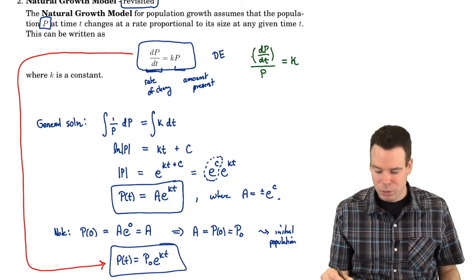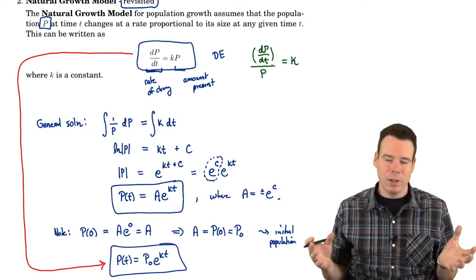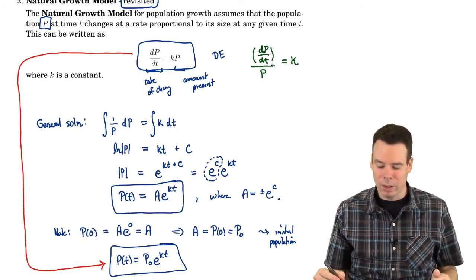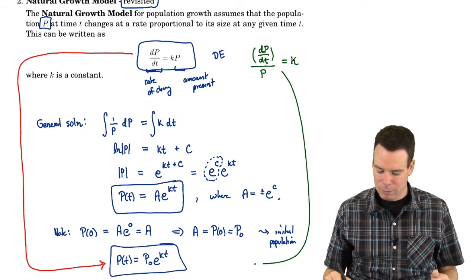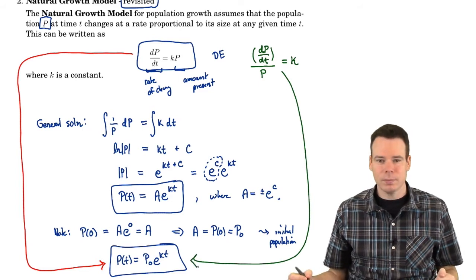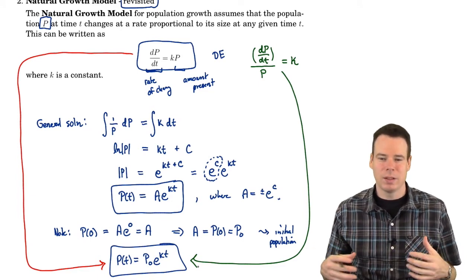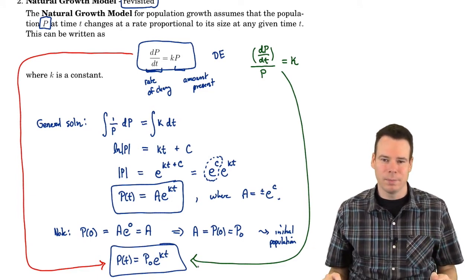Now, phrased in this way, what we're really saying is that if we have any population whose relative growth rate is constant, then that population must be growing exponentially. So a population with constant relative growth rate must be growing exponentially. That's just a very succinct way to summarize what this natural growth model is saying.